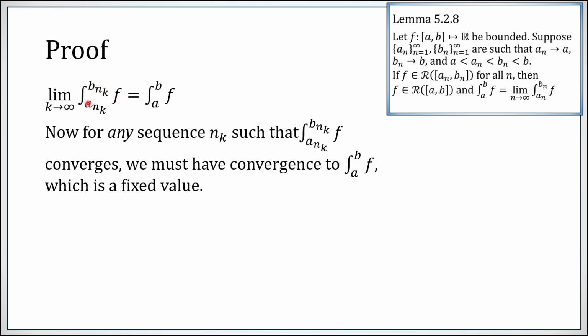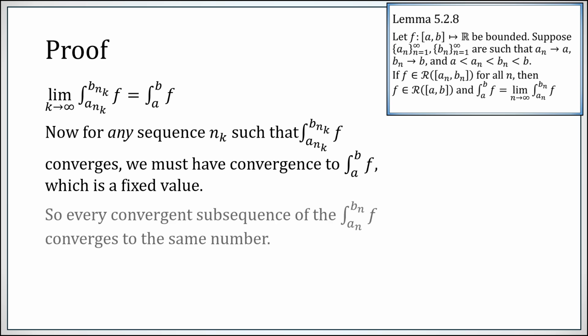We just assumed let ank and bnk be a sequence along which this sequence of integral values converges to something. We were then able to show that the integral from a to b of f was that value, but the integral from a to b of f doesn't change if I change this subsequence. In other words, any subsequence we pick for which this sequence of values converges, it has to be converging to this fixed number, the integral from a to b of f.